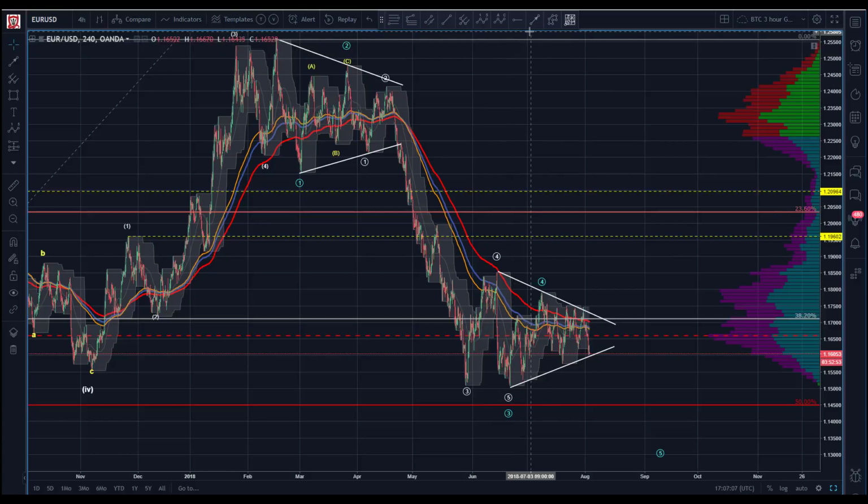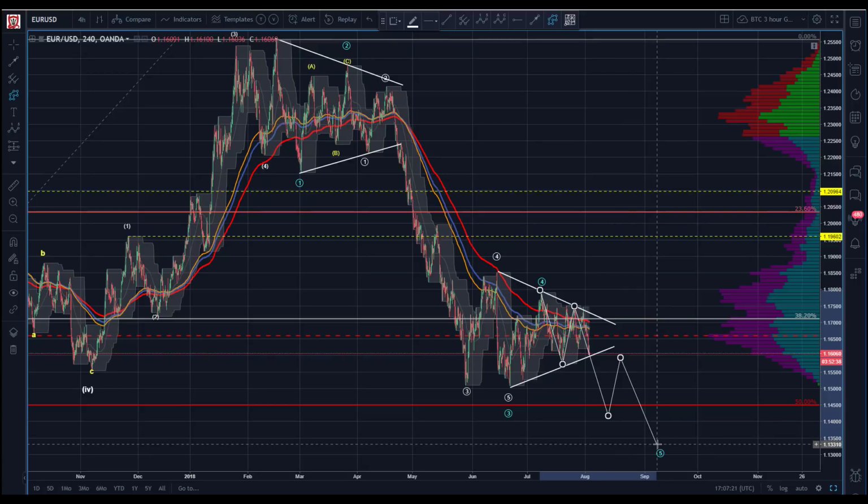So I'd be looking for a couple of possibilities here. We might have one, let's see if I can get this to work for me. Looks like we might have 1, 2, and then a start on a 1, 2, 3 to get. So we certainly could have a diagonal, something like that, to take us down. Hard to say.